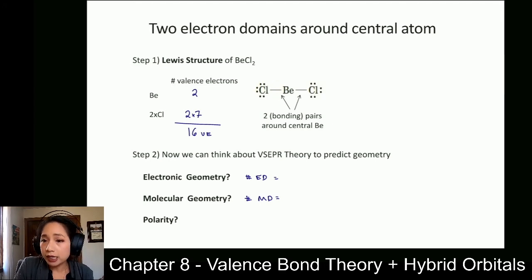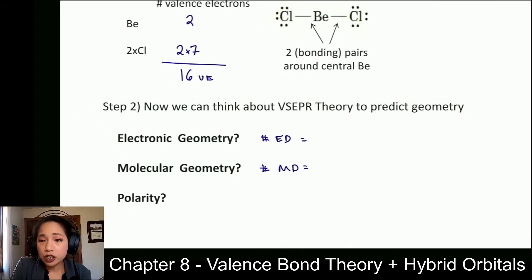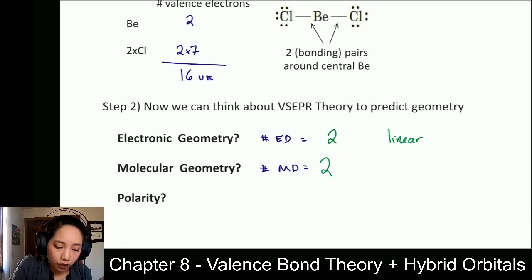We know beryllium's the central atom, and you see that there are 2 bonding domains around the central beryllium atom after we place all 16 electrons. So now that we have the Lewis structure, we can apply VSEPR theory to predict the geometry of this molecule. Let's do electron geometry. So we need to determine electron domains. So there's 2 bonding domains around beryllium and no lone pairs. So that makes an electron domain number of 2, and then that is linear. And so since there's no lone pairs, our molecular geometry is also 2 domains, making it linear.